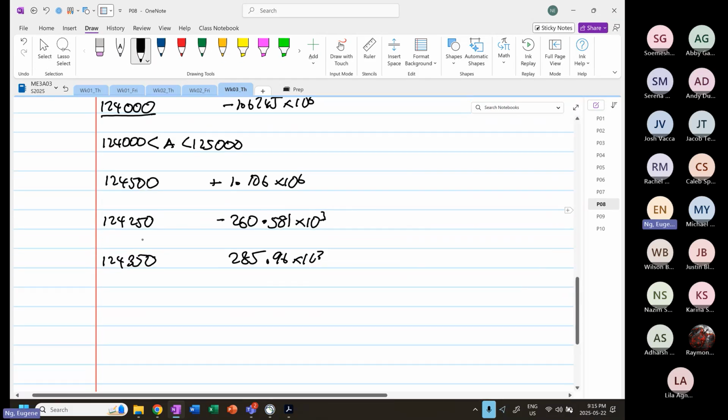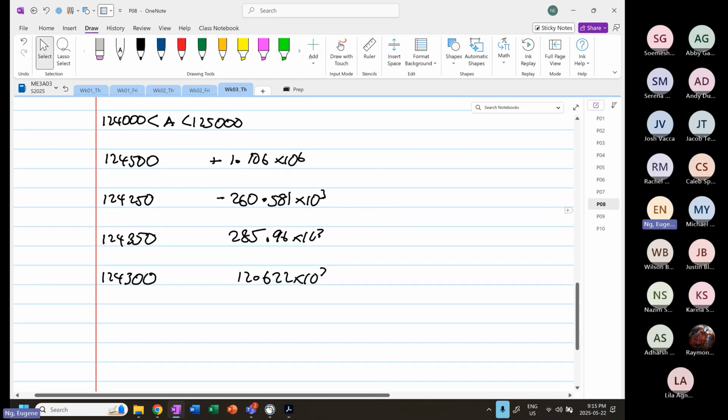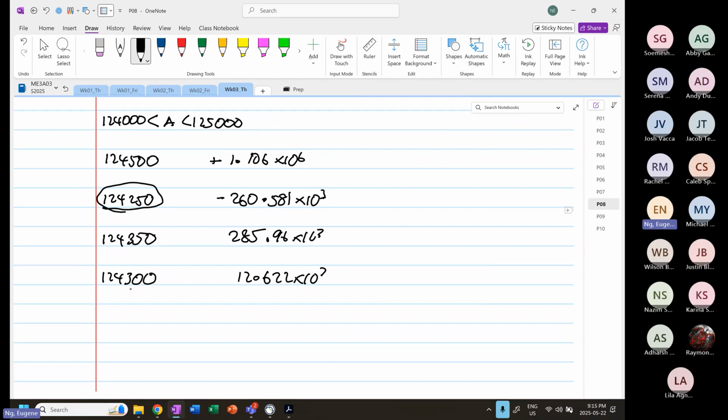Okay, so I'm going to try 124,300. Okay, so calculate 124,300. So I get 12.622 times 10 to the power 3. So I can go lower. Okay, so now it's in between 124,250 and 124,300.